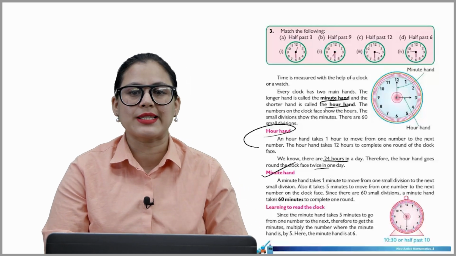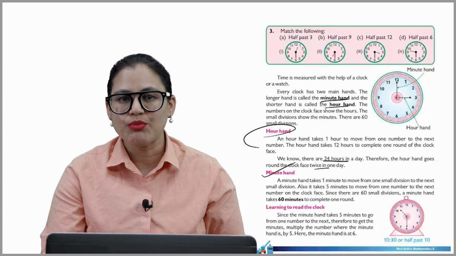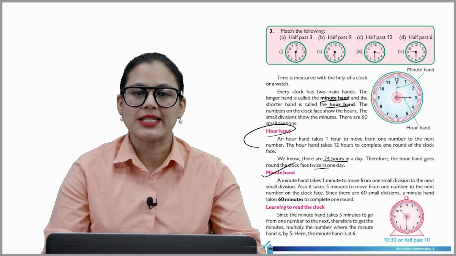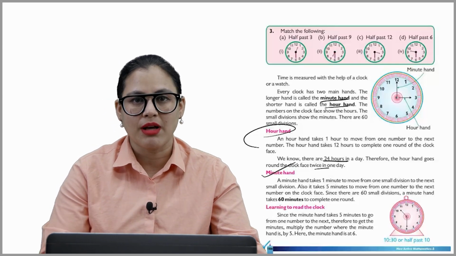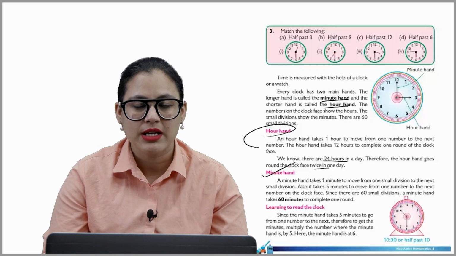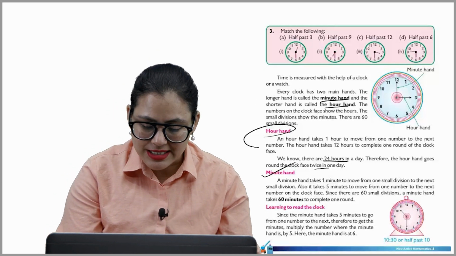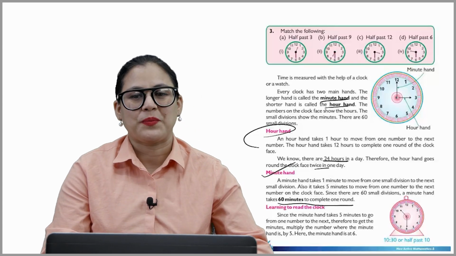Now, let's talk about a minute hand. A minute hand takes 1 minute to move from one small division to the next small division. Also, it takes 5 minutes to move from one number to the next number on the clock face. Since there are 60 small divisions, a minute hand takes 60 minutes to complete one round.